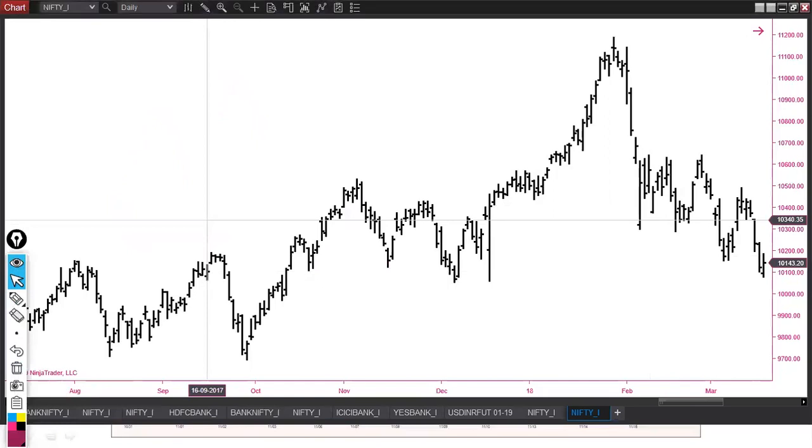Is it valid for stocks as well? Yes, it's valid for stocks as well. So one of the examples I showed you is from HDFC Bank. HDFC, yeah. It's valid for every trading instrument in the world, as long as it is trading with some good liquidity.